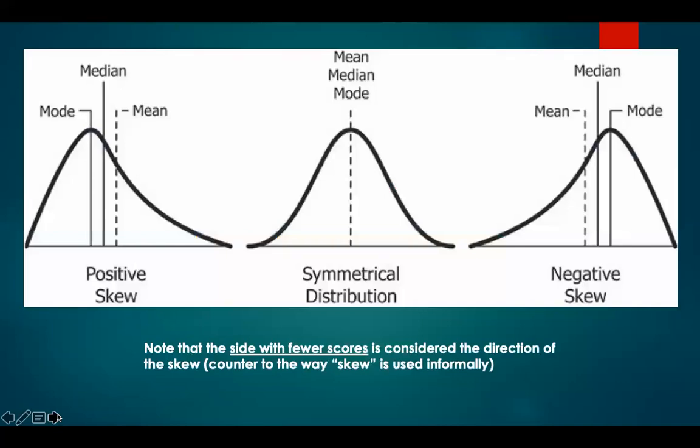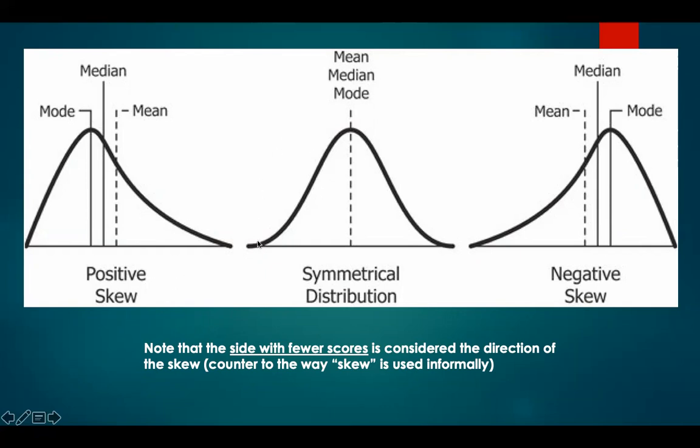So here's what this looks like visually. For a positive skew, most of the scores are clustered on the left side of the distribution. So keep in mind these are scores with lower values, and the higher values wind up in the tail. So there are fewer scores representing higher values in a positively skewed distribution.